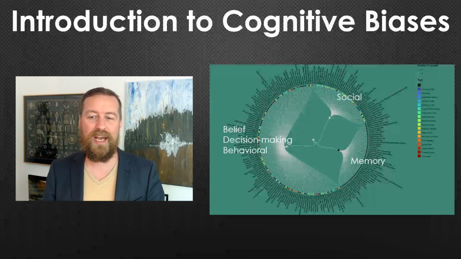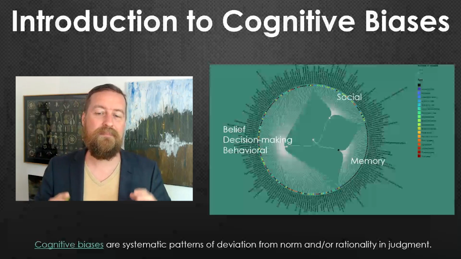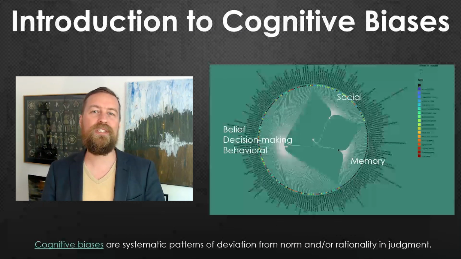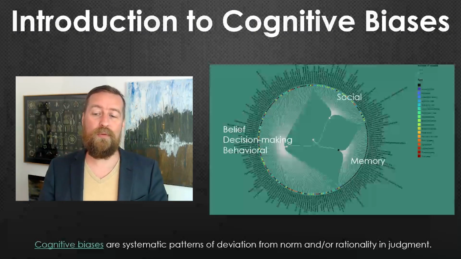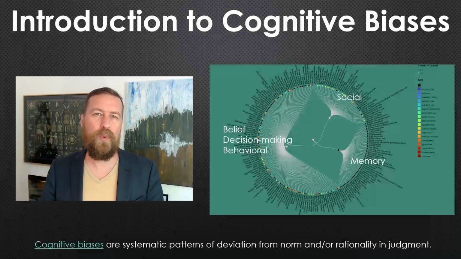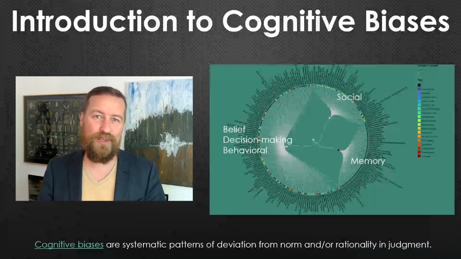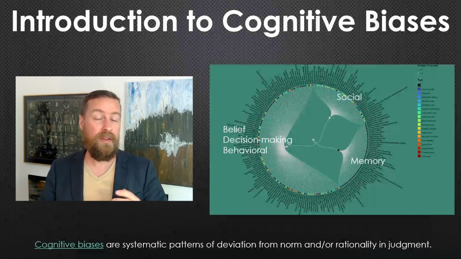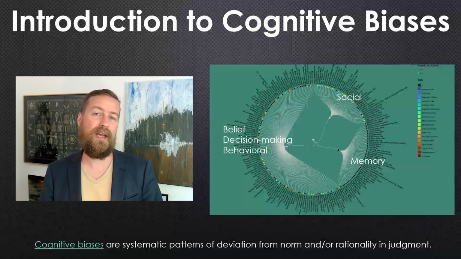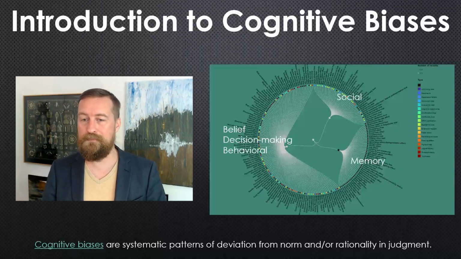But let's start out. The cognitive biases are systematic patterns of deviations from what is the norm or rationality adjustment. It's a fancy word for when things are not as they're supposed to be if you're a logical, reasonable person. So this is where we deviate and where people deviate from what's expected.